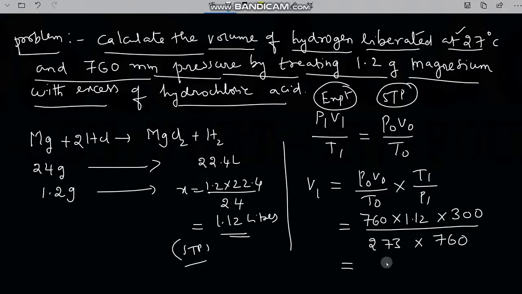We will get 1.2308 liters of hydrogen gas. This is the answer for this problem using mass volume gravimetric analysis.